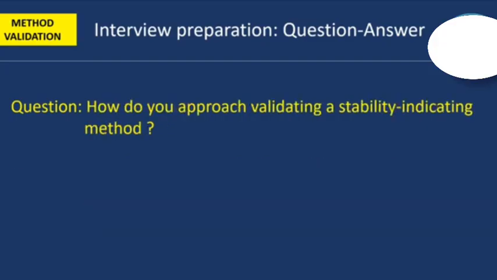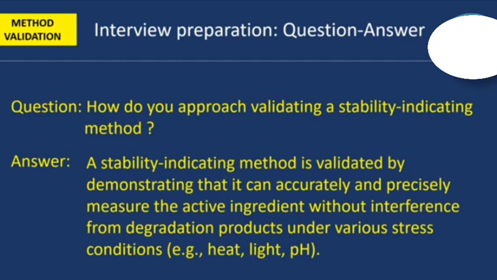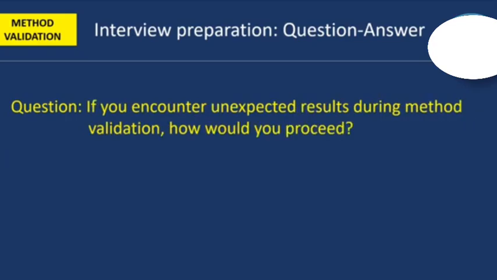Next question. How do you approach validating a stability indicating method? A stability indicating method is validated by demonstrating that it can accurately and precisely measure the active ingredient (API) without interference from degradation products under various stress conditions. Example: heat, light, and pH.